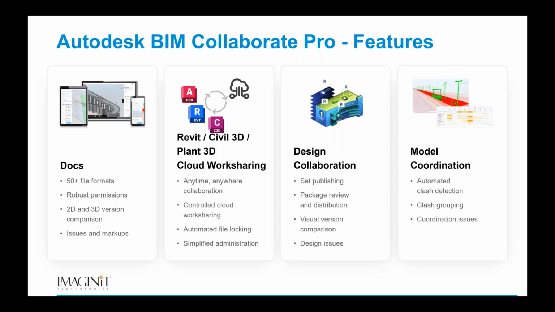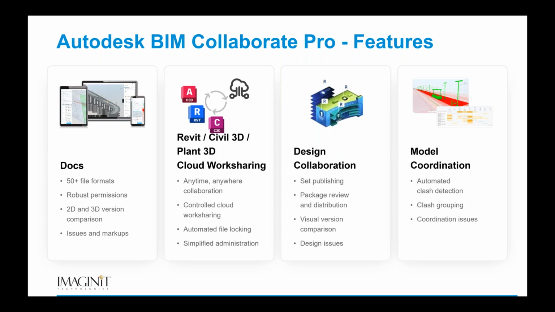But BIM Collaborate Pro, even just Docs is a project management solution, but BIM Collaborate Pro really brings it to the next level. And some of the new features I'm going to go through here are certainly going to be part of that. But when you look at BIM Collaborate Pro, it includes Docs. It can view 50 different file formats. That's one of its superpowers, that it can view just about all the well-known design forms or file types out there. They don't have to be just Autodesk.